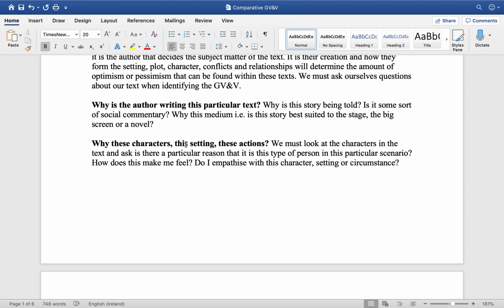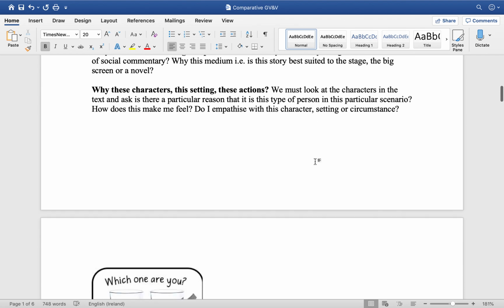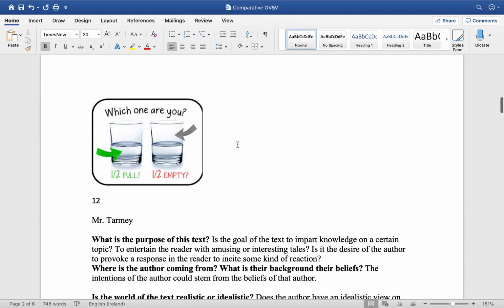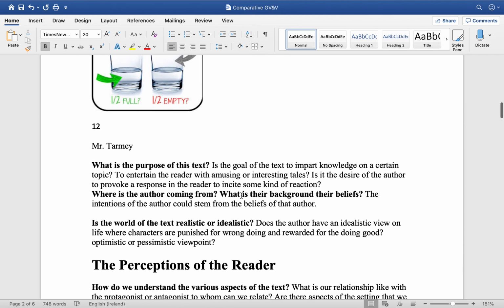So again, we're constantly asking, why? Okay, do we empathize with the characters, the setting, or the circumstances? And why is it this particular scenario? What does this make me feel? Okay. What is the purpose of the text? What is the goal? Is the goal to impart knowledge on a certain topic, to entertain the reader? Or is the desire of the author to provoke a response, to make you feel something, to make you react in some sort of way?